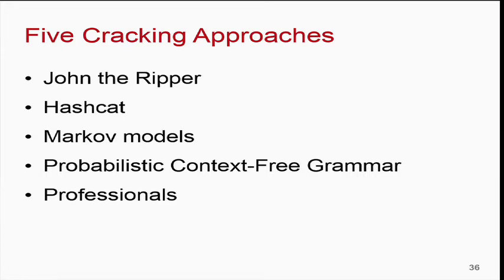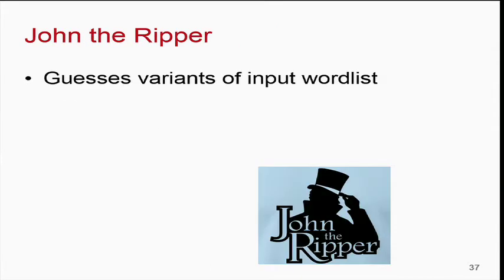2 of these are software tools, 2 of these are probabilistic models used frequently in academia, and the 5th is an attack by professionals. So first, John the Ripper. It's a widely known software tool that's been used both in the password cracking community, but also in a number of research papers as a part of calculating password guessability.